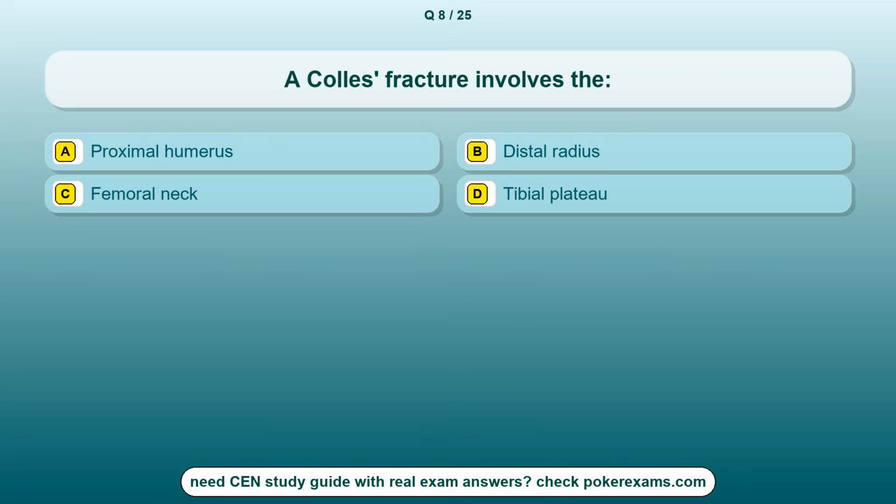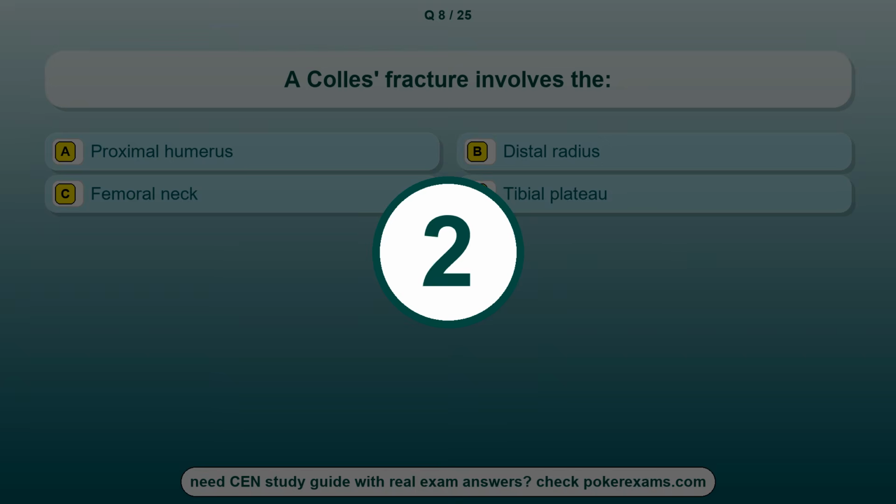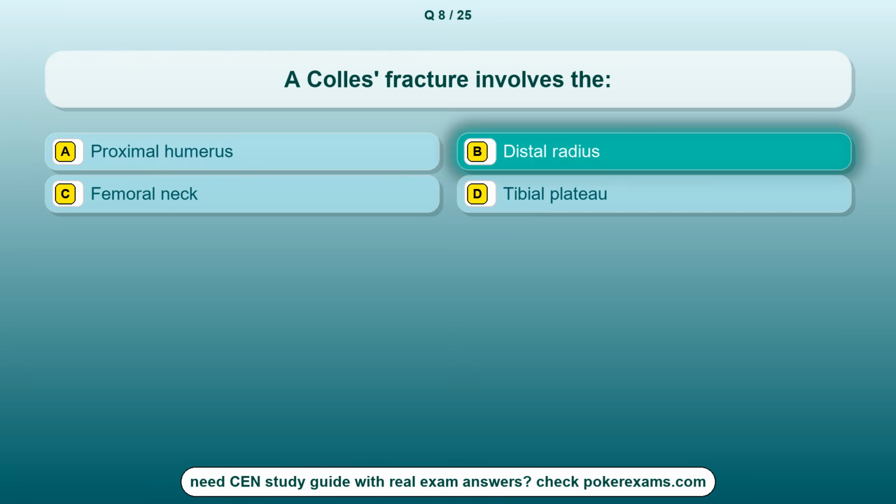Question 8. A Colles fracture involves the option A. Proximal humerus. Option B. Distal radius. Option C. Femoral neck. Option D. Tibial plateau. The correct answer is option B. Distal radius.